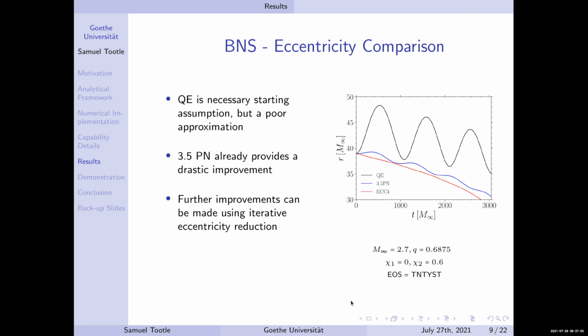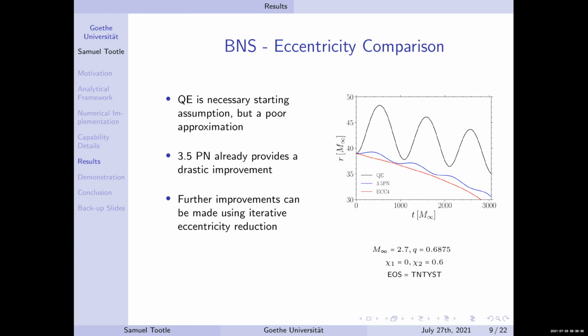Here you see that quasi-equilibrium is a necessary starting point for us because we start the initial data from scratch, essentially, with regards to the shift. So we need the assumption of, in this case, the force balance equations in order to get a good estimate of our binary. But this gives you a very eccentric inspiral. Just using 3.5 PN, we can already significantly improve this, which is this blue line in the middle. And for those interested, you can do iterative reduction procedures in order to essentially flatten this out.